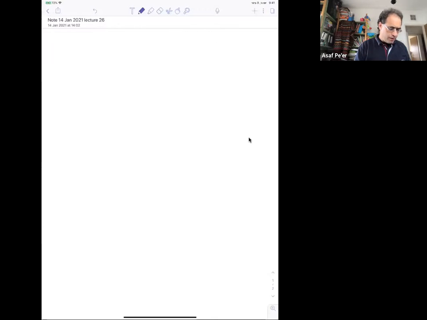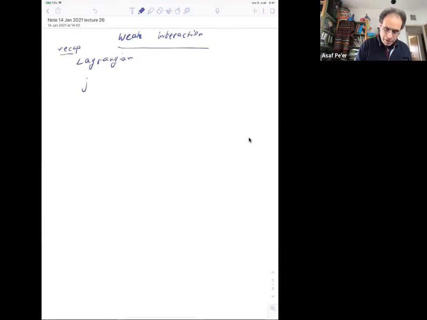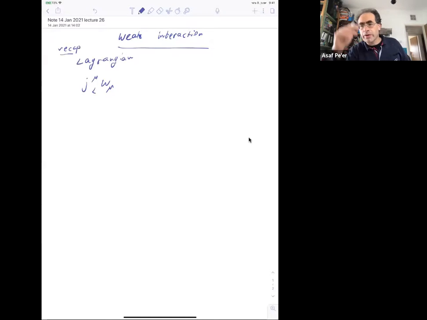So on Tuesday, last time, we spoke about the gauge symmetry of the weak interaction. We generally spoke about the Lagrangian of the weak interaction. So just as a quick recap, the Lagrangian has to contain terms which look like J^μ_L W_μ, L for the left-handed particle. This is a combination of a vector and axial vector. Again, this is because that's what we see in experiment, right?